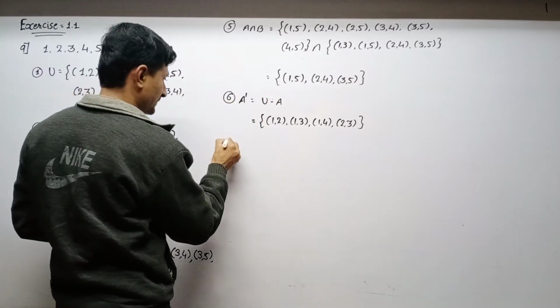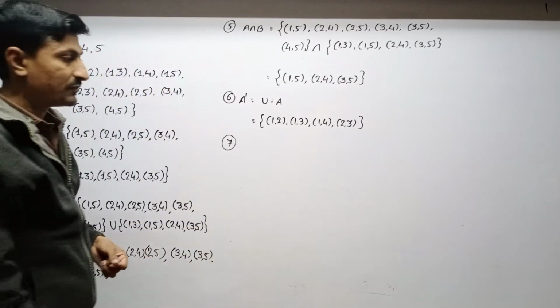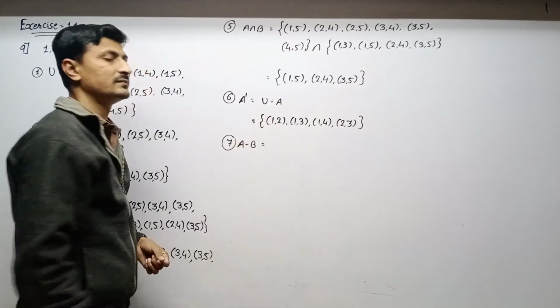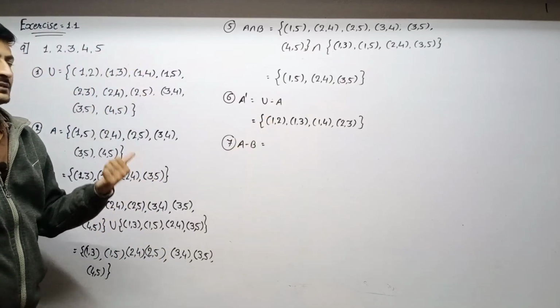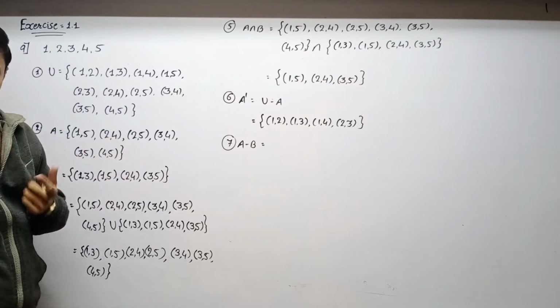Now next, question number 7: A difference B. Write the members of A minus the members of B. Another formula, A minus A intersection B, will also work.